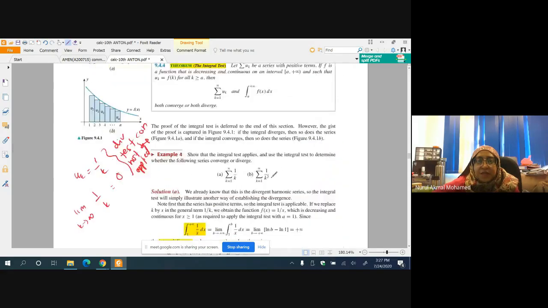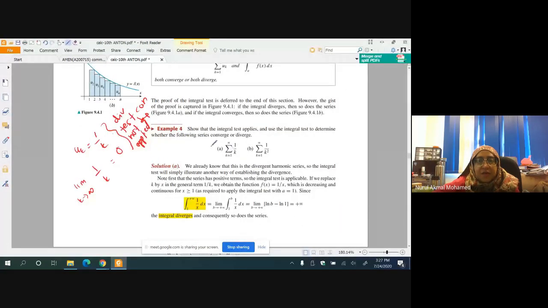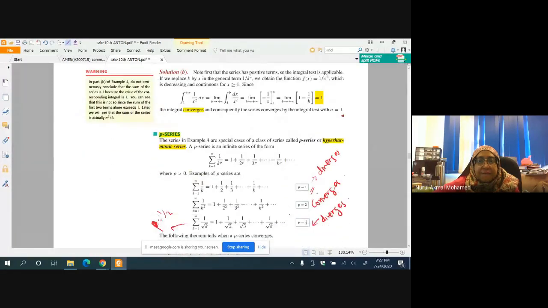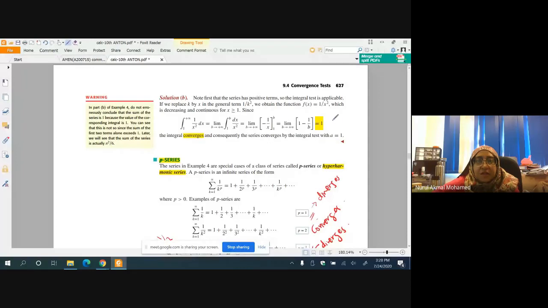You can confirm with the integral test. For 1 over k, the integral diverges, because p is equal to 1. What about the second one? It is also a P series where p is equal to 2. If you look at the solution, the integration is equal to 1. It means that the integral converges. If the integral converges, it means that the series also converges.